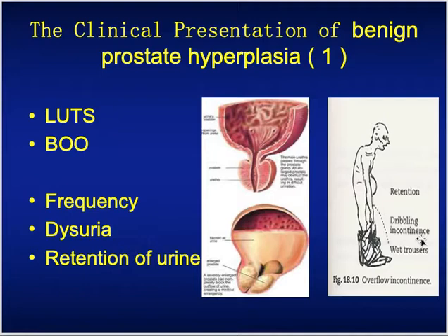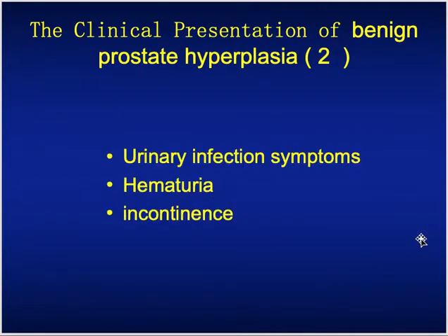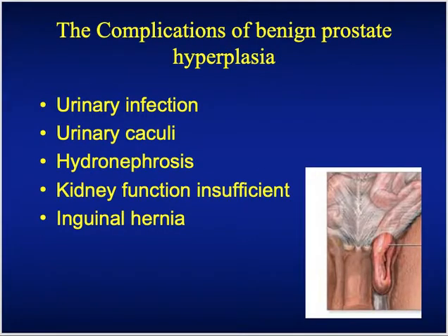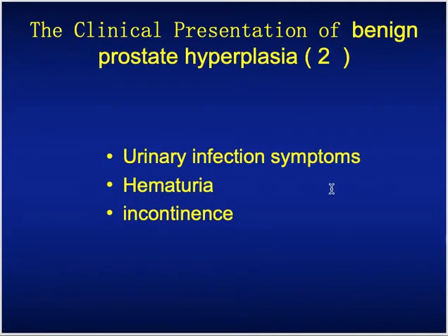Okay. So now, it's not always like that. The patient can present with a combination of these symptoms plus some other symptoms. For example, they may have UTI, or urinary tract infection symptoms. Sometimes they may have hematuria, and sometimes they do have incontinence, right? So simply, these are the symptoms.